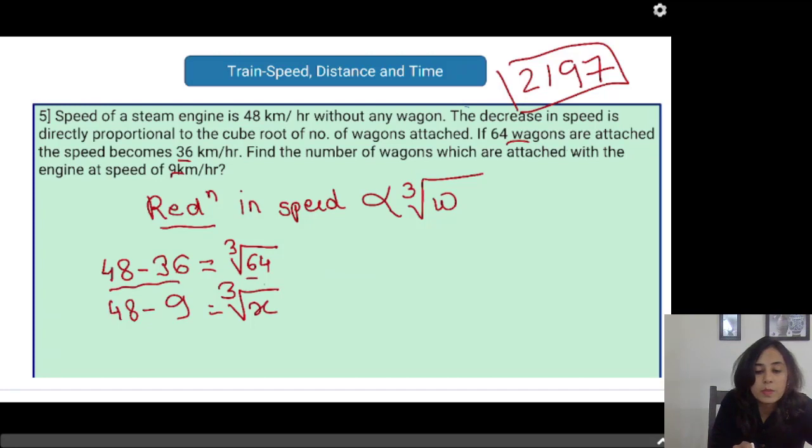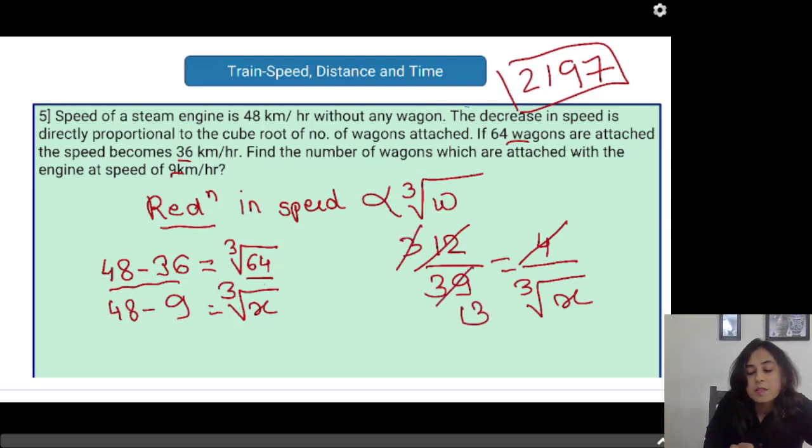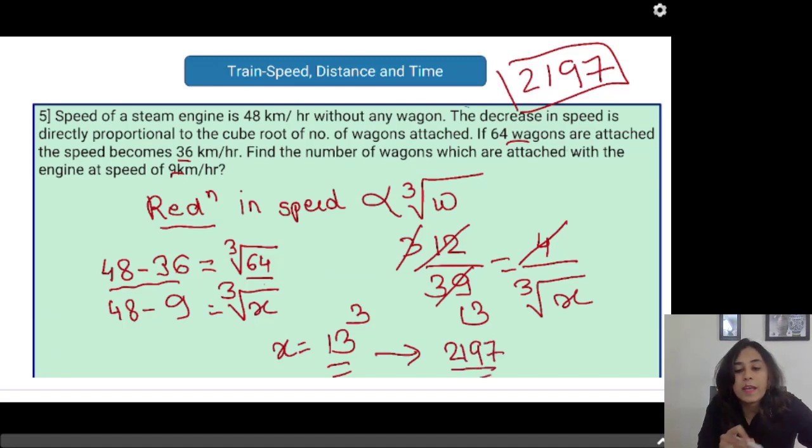I am going to divide these two equations. Let's see what I have got. So 48 minus 36 comes out as 12, and 48 minus 9 comes out as 39. So I have 12 upon 39 is equal to cube root of 64, which is 4, divided by the cube root of x. So I get here 13. So x is nothing but cube of 13, and the cube of 13 is 2197. So the correct value of x, or the number of wagons that are attached, is 2197.